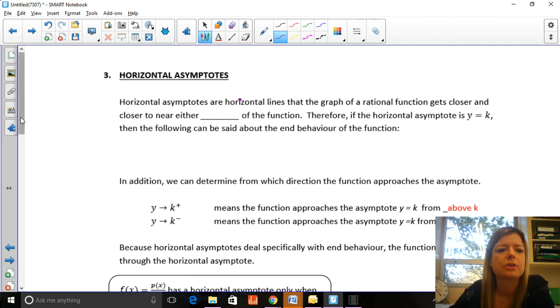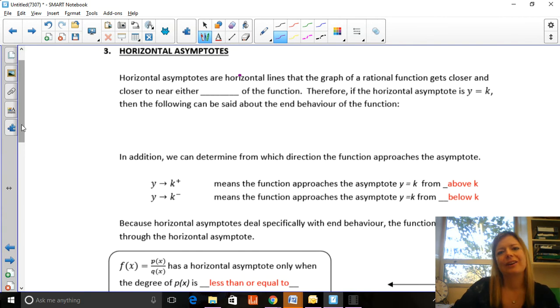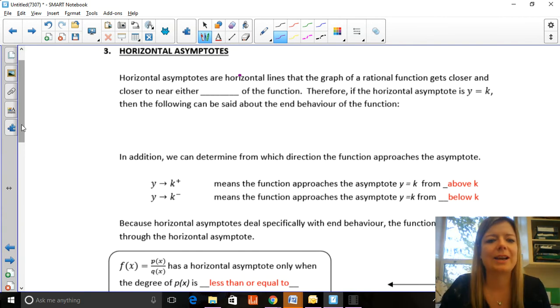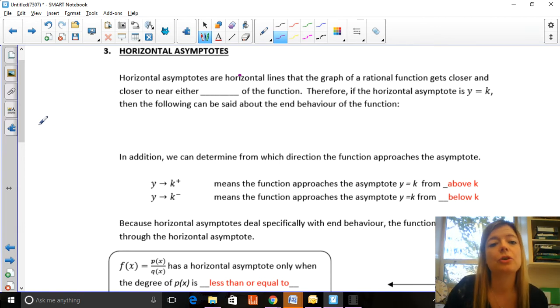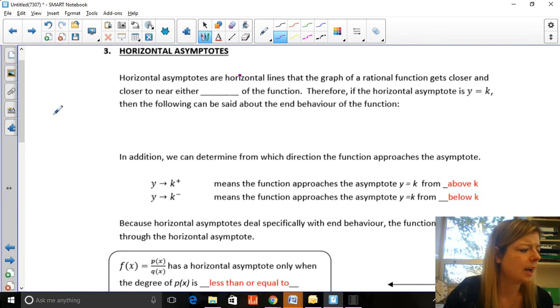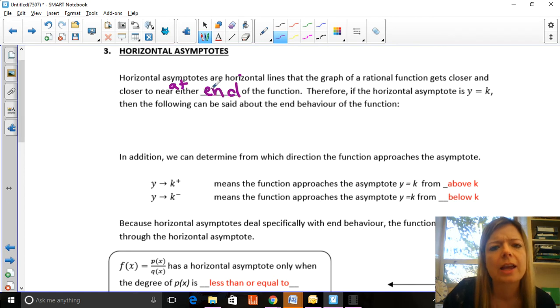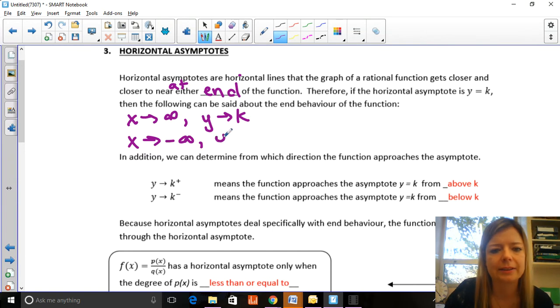There are a few different types of horizontal asymptotes we need to learn today. So horizontal asymptotes are horizontal lines that the graph of a rational function gets closer and closer to at either end of the function. Therefore, if the horizontal asymptote is y equals k, then the following can be said about the behavior of the function: as x approaches infinity, y approaches k, or as x approaches negative infinity, y approaches k.